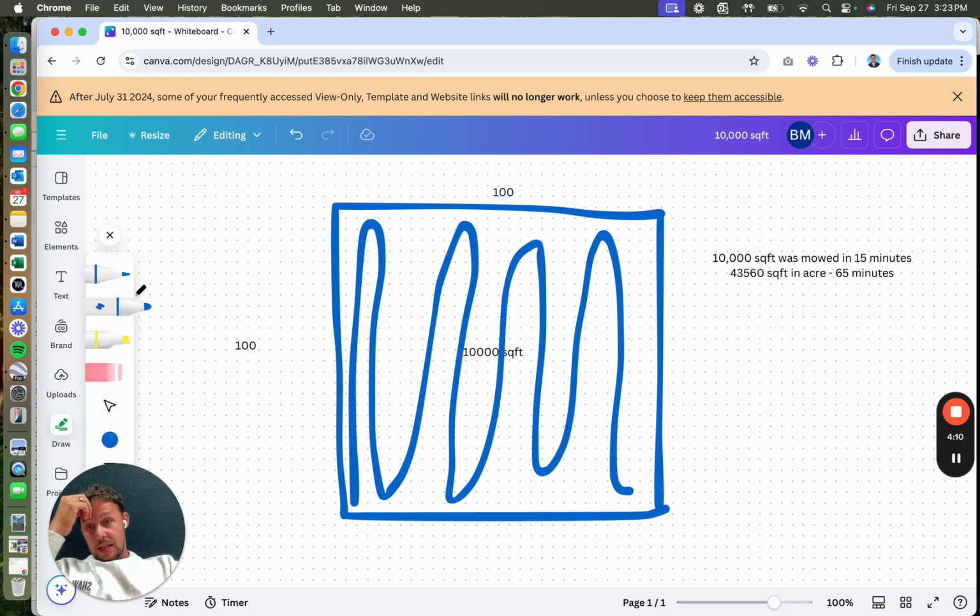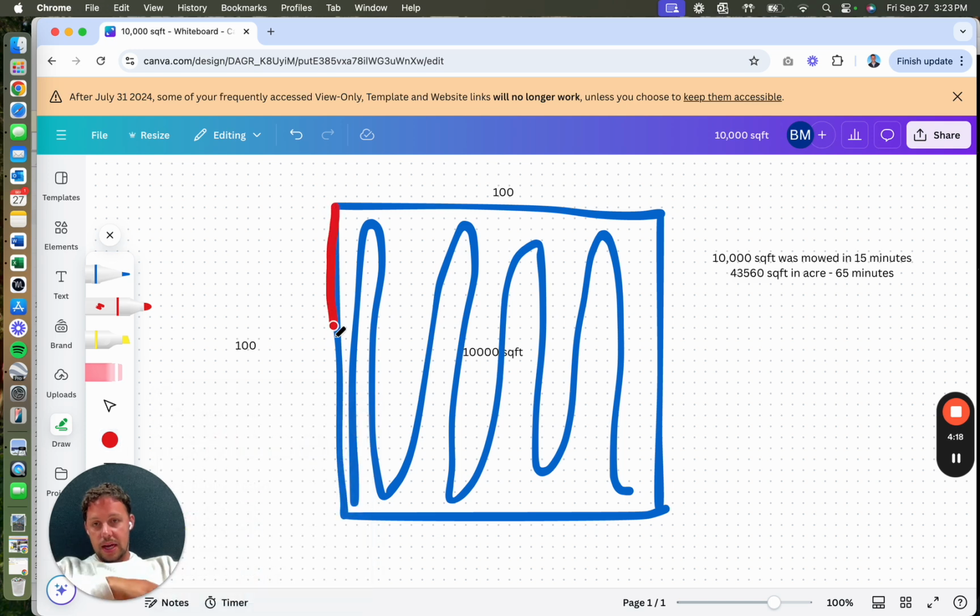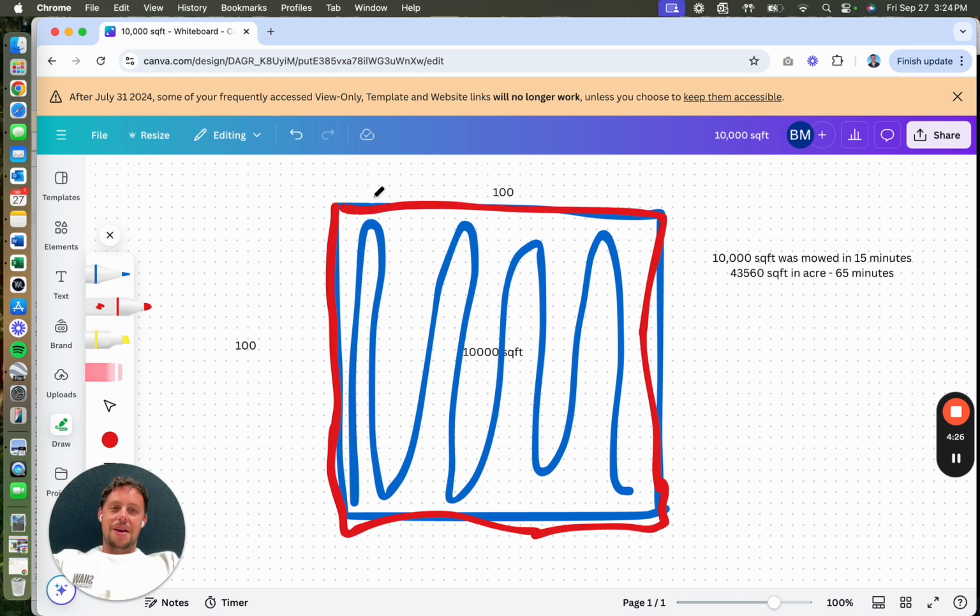Then what we did, we'll switch out this color. We took a weed whacker and we outlined it. So we timed it. We went around. It's so difficult, so I had like a whiteboard. We timed it.